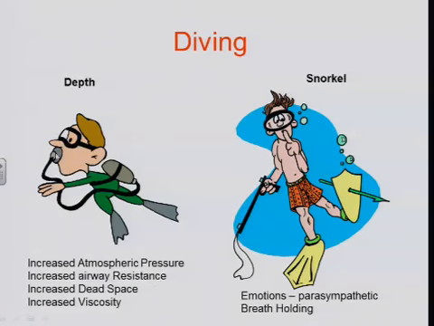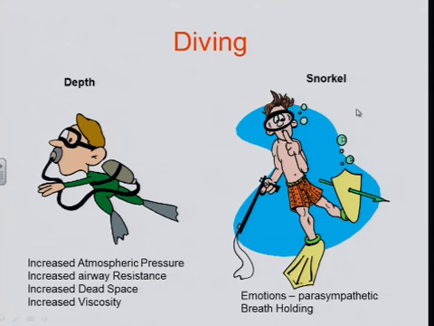We talked about a variety of different things: atmospheric pressure, airway resistance. In this case, airway resistance because we're breathing through a long tube. This increases resistance and increased dead space, once again anatomical dead space. There is also increased viscosity. At 33 feet of depth, we increase the viscosity of the air because it's at higher pressure and the gas molecules are closer together. All of these things occur with diving. And of course snorkeling has some similar effects, as well as the parasympathetic response and breath holding. What happens there to your regulation of ventilation?